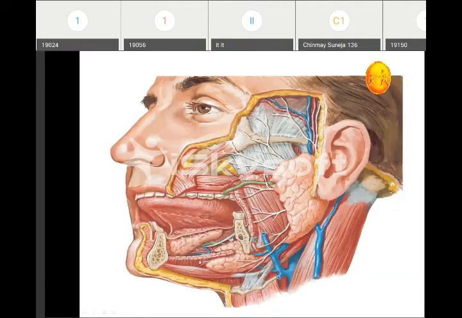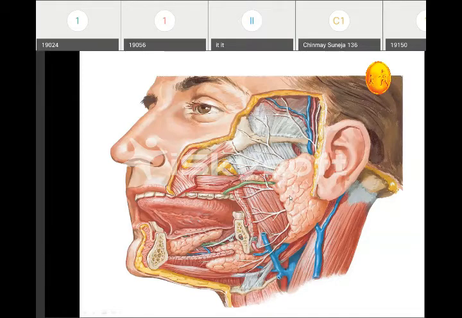Now this picture shows the relation of the structures with the mandible. One part of the mandible is cut open here. You can appreciate the inner aspect. This is the mylohyoid muscle, which is dividing it into two grooves. This is the sublingual gland and this is the submandibular gland. This is the anterior belly of the digastric. Here are the vessels related with it, and this is the masseter muscle. The posterior superior part is related with the parotid gland.